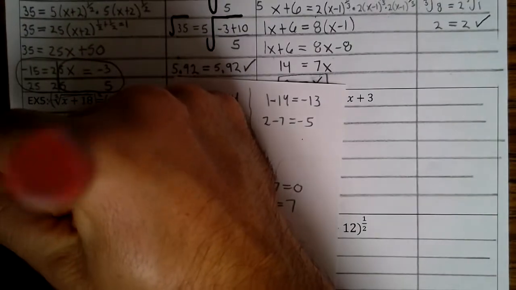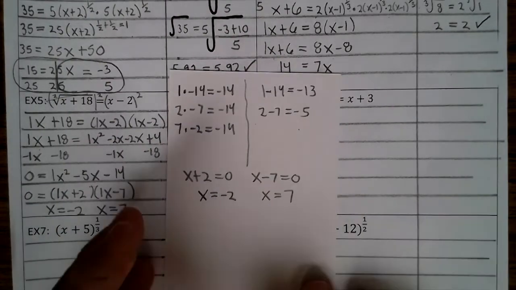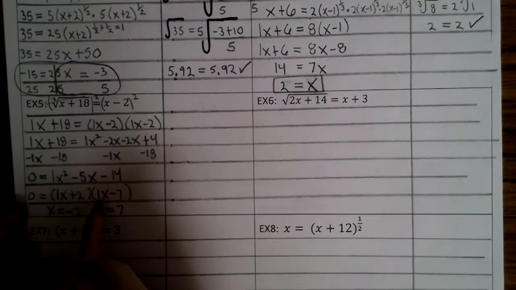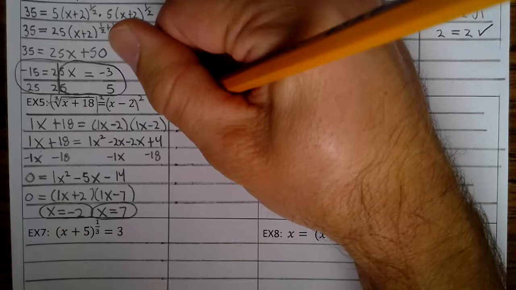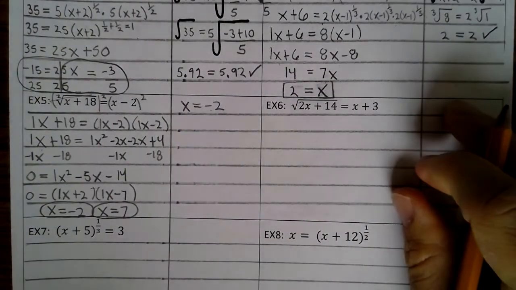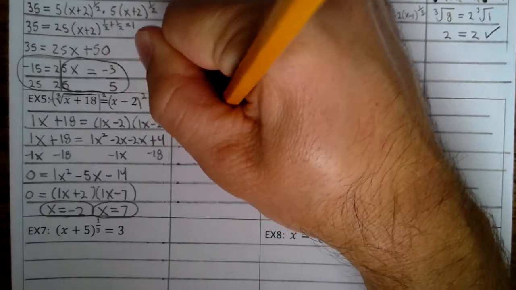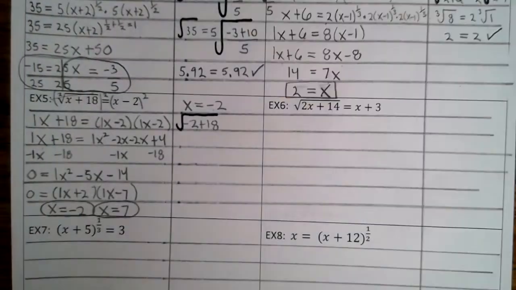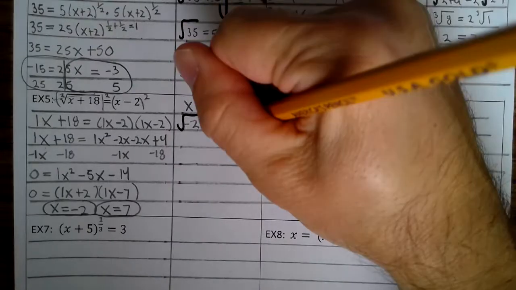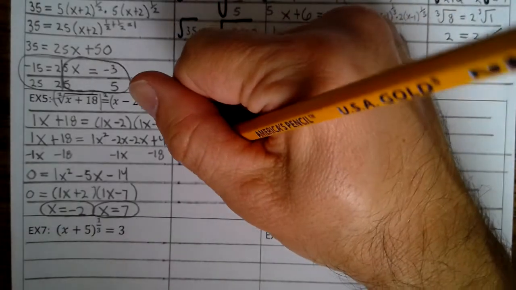So now we have our two answers, but we need to check. So let's check first, x equals negative 2. So then we plug in: the square root of negative 2 plus 18 equals negative 2 minus 2. Well, negative 2 plus 18 is the square root of 16, which does not equal negative 4. So we know that this is not a solution.